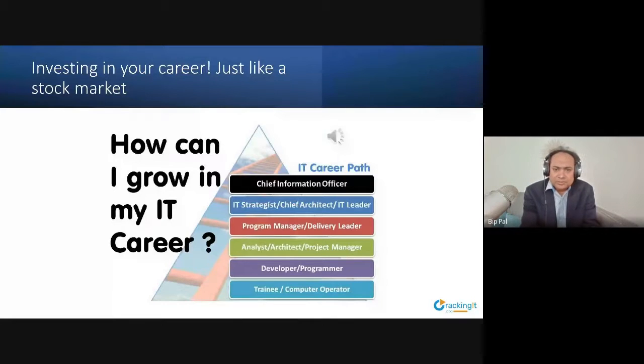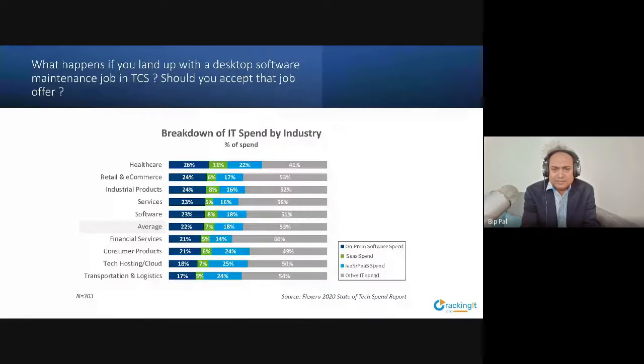Here I'm showing you the breakdown of IT spend by industry, and it's an interesting breakdown. On the left-hand side, you are seeing on-prem software spend. In the middle, green is SaaS, software as a service spend, and then the blue is infrastructure and platform cloud, and then there is the rest of all kinds of app and infrastructure and stuff like that. I want to focus on the left-hand side, which is around 25% of the IT industry.